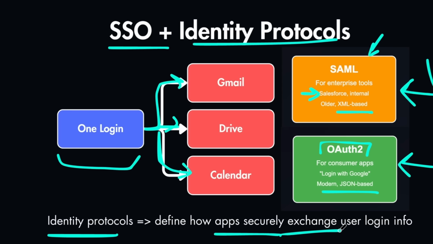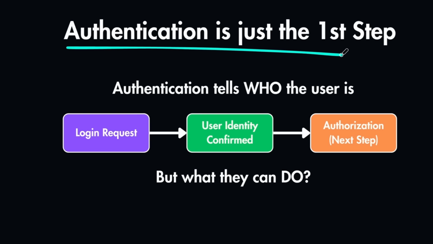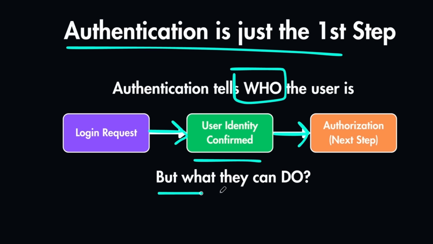But authentication is just the first step before users can access your service. So this tells you who the user is and if they are allowed to access your service. That is when they send a login request and you confirm or deny their identity. But after that, you also have the authorization step, which tells you what resources exactly this user can access. Basically, it tells you what the user can do in your system. And that is what we will cover next in the next video.